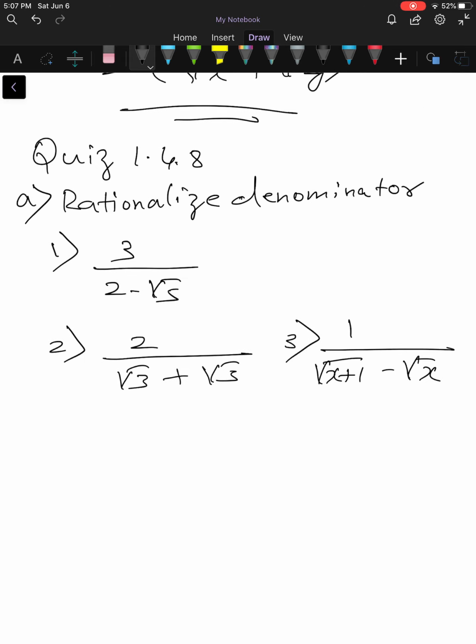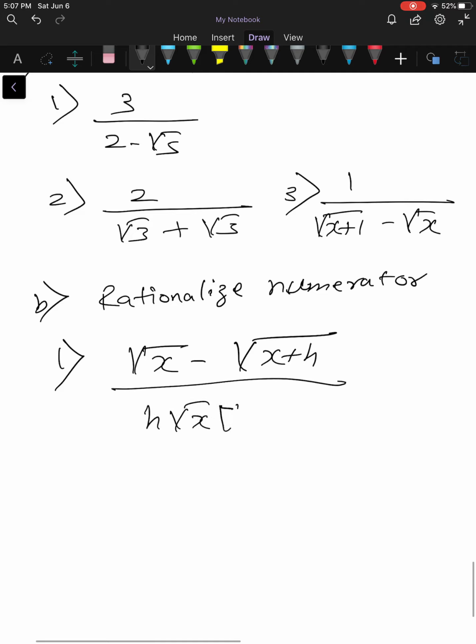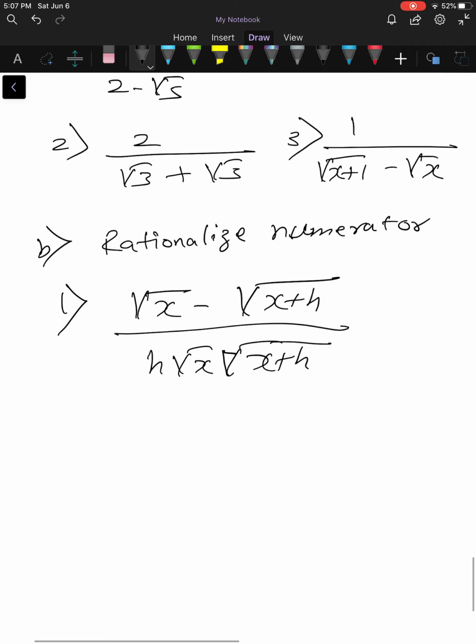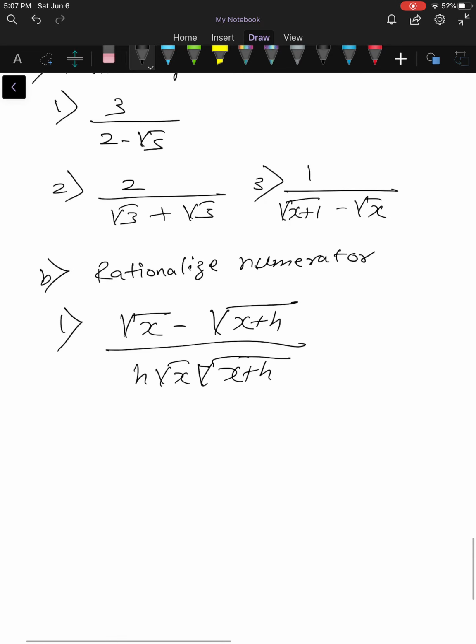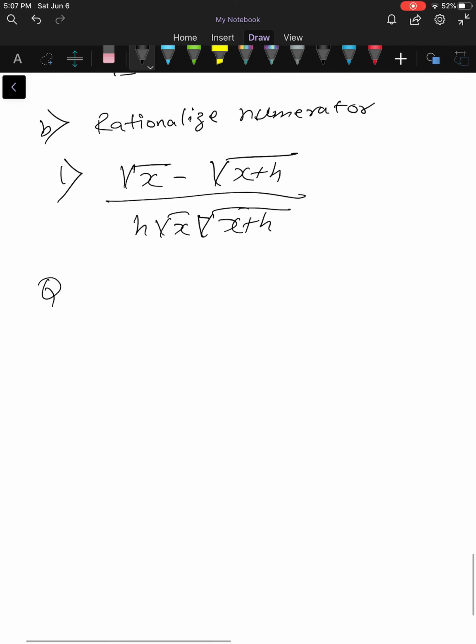So this is 1.4.8a. 1.4.8b will be rationalize the numerator. First one, square root of x minus square root of x plus h divided by h times square root of x times square root of x plus h. So I will give you quiz 1.4.9.